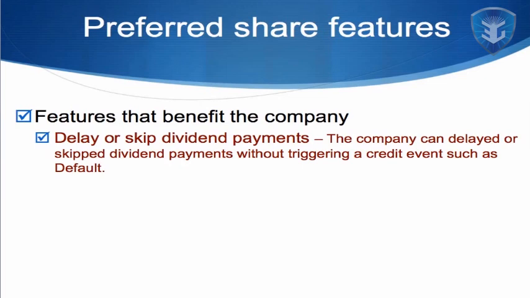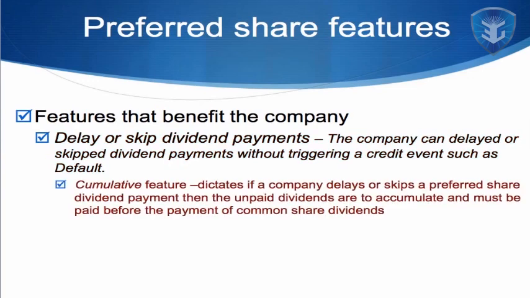In addition to these features, a company may also have the ability to delay or skip dividend payments without actually triggering what's called a credit event, such as a default. If they do such, then as an investor, you're going to want to know what feature is in place on the preferred share. Are the dividends cumulative or are they non-cumulative?